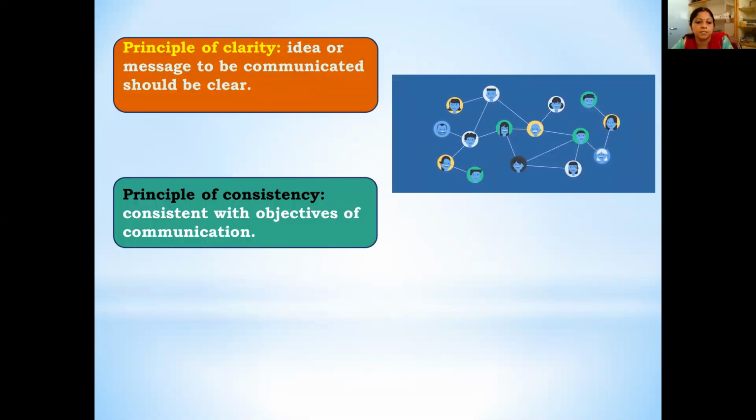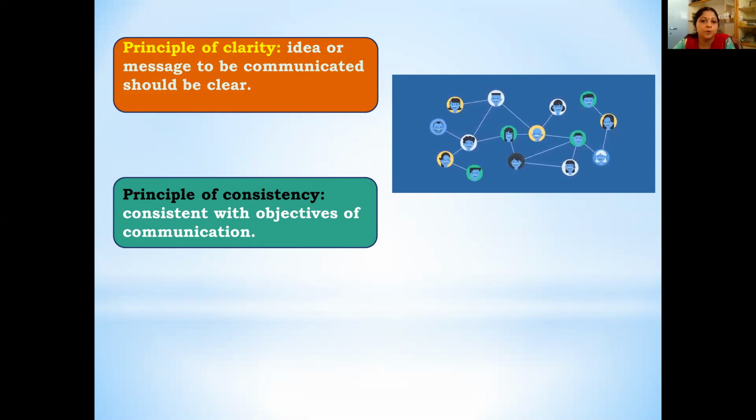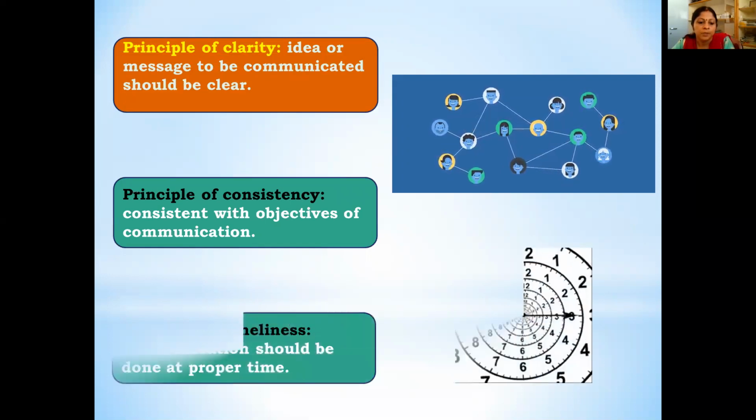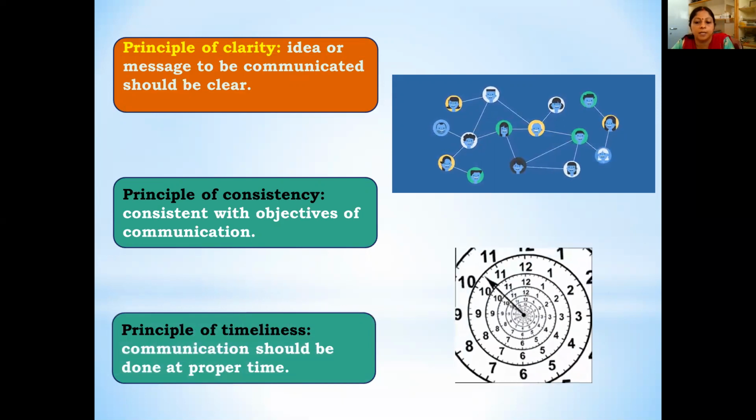Next is the principle of consistency. Consistency with respect to the objective of communication. See, if the objective of communication is just to inform the audience about a new concept, then you have to talk according to that. If it is for creating awareness, or for persuading a farmer, then my communication should be modified according to the objective. That means whenever I am communicating to the audience, my communication should be consistent with the objective of the communication process.